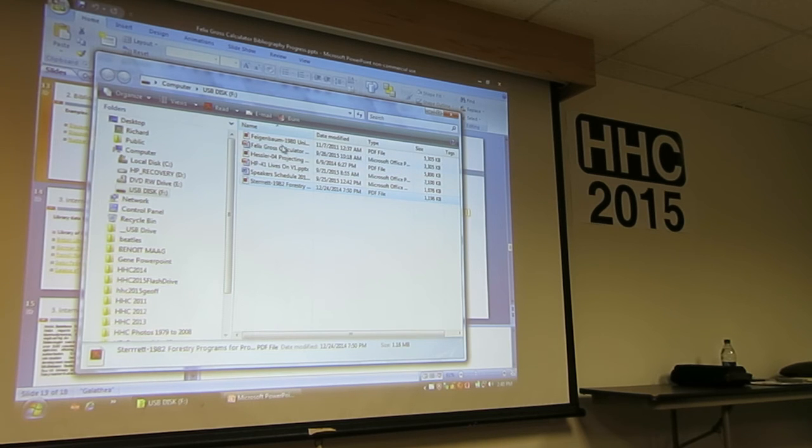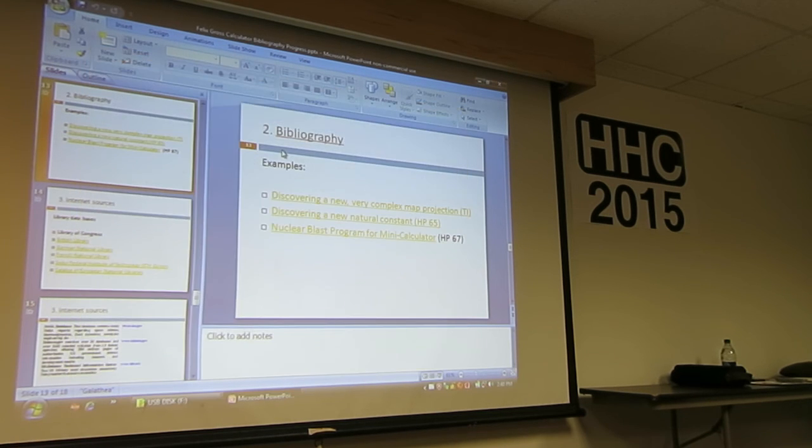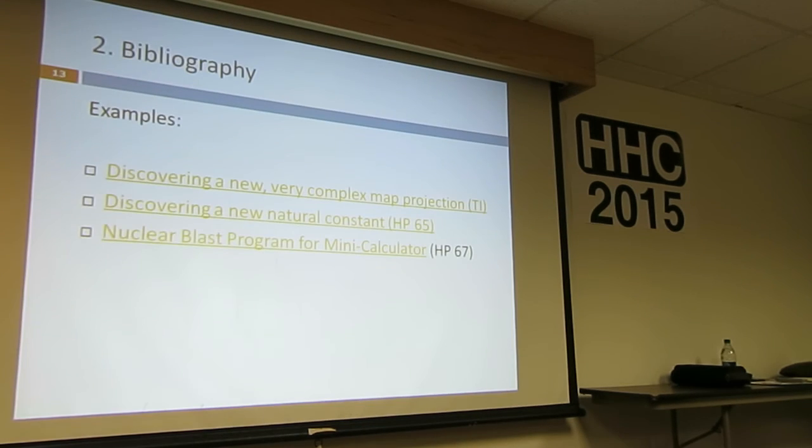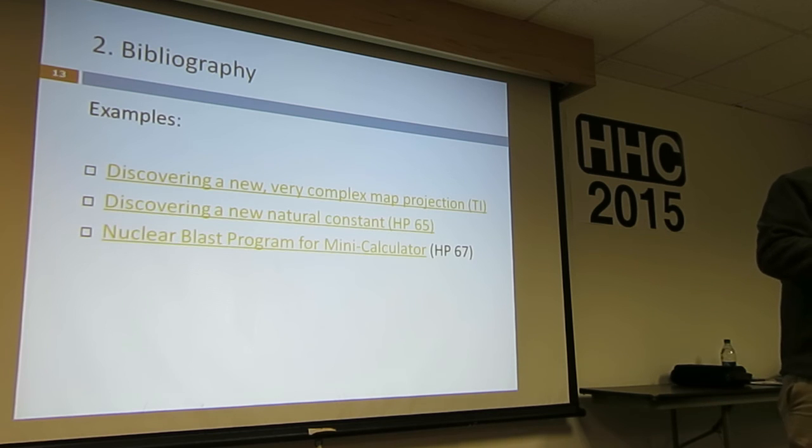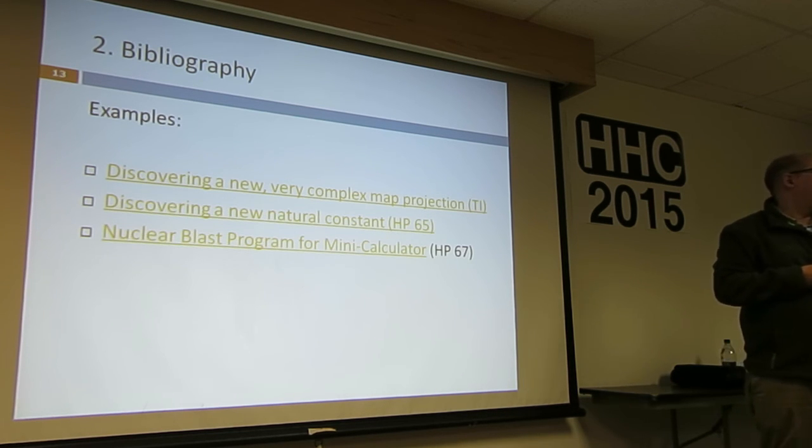There's one program I'll show you, or book actually, which you can download. It's a nuclear blast program for mini calculator. This gives you all the nice graphics and the behavior of shock waves, and this is a declassified or unclassified document you can download from a military database, dtic.mil. There's tons of stuff out there. The military uses calculators a lot, and you can find all this there. And I just like the title, Nuclear Blast Program for Mini Calculator.